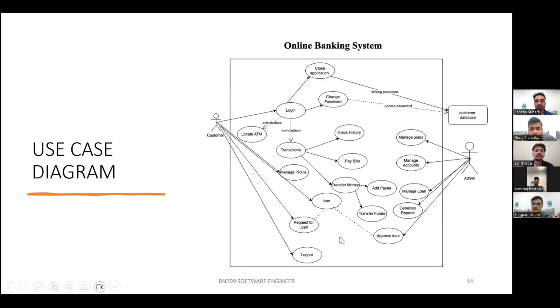Thanks, Sumren. So this is a use case diagram. That means it shows the behavior of the system through a visual sequence of activities and the interactions involved in that process. As you can see, the picture speaks for itself.